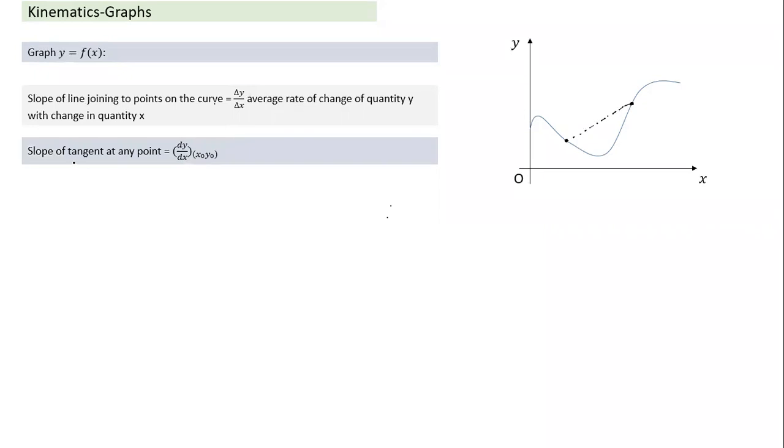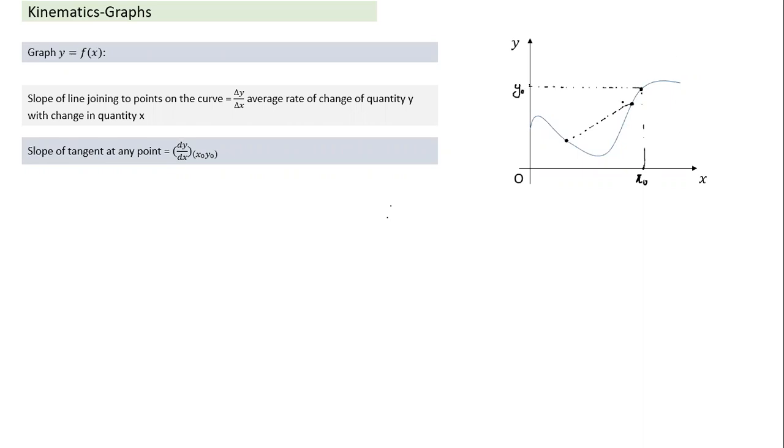But if we draw a tangent at any point, suppose I choose a particular point here. What is the point I've chosen? I'm drawing a tangent at a point which has x coordinate of x naught. And the moment I know x naught, I will know the value of the y coordinate also. Y is a function of x. For each value of x, we know the value of y. So the corresponding value of y is y naught. And I draw a tangent here.